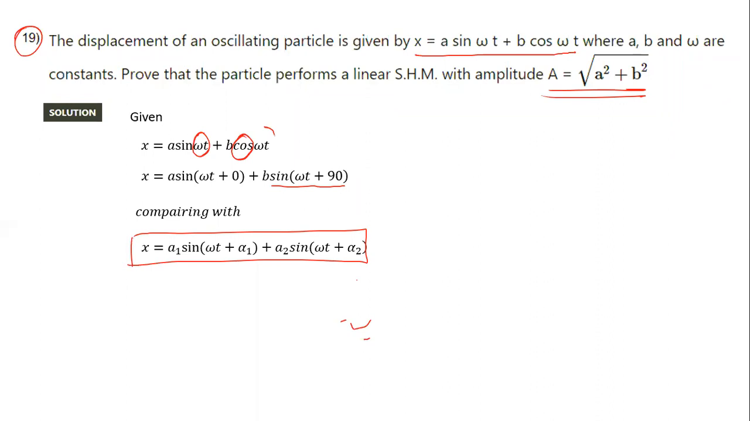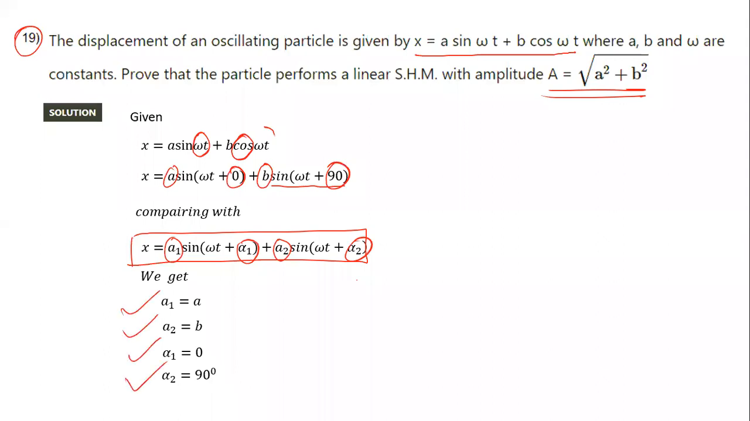We learned composition of SHM. In that composition of SHM, we learned this is the standard form. Now, as we compare with the standard form, you come to know what A1 is. A1 is a, A2 is b, alpha 1 is 0, alpha 2 is 90. So we get this A1, A2, alpha 1, alpha 2.